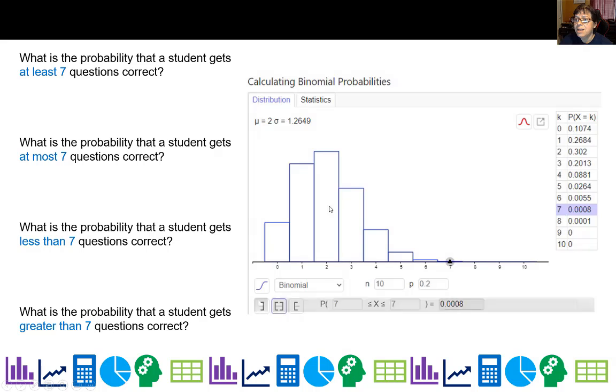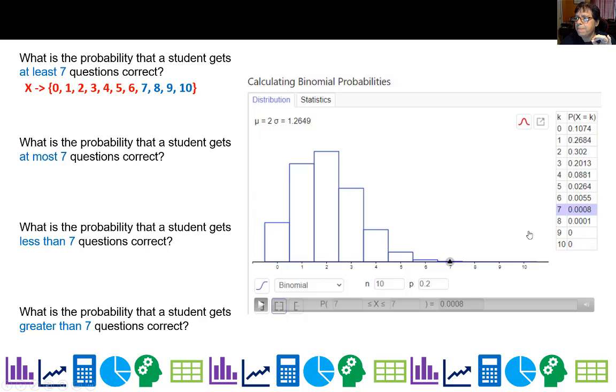All right, so we have this distribution, and I just put it in GeoGebra so I can see my pretty table. If I ask you what is the probability that a student gets at least 7 questions correct, that does not mean they get exactly 7 and only 7 questions correct. It means they get 7, 8, 9, or 10 correct. So that is my sample space.